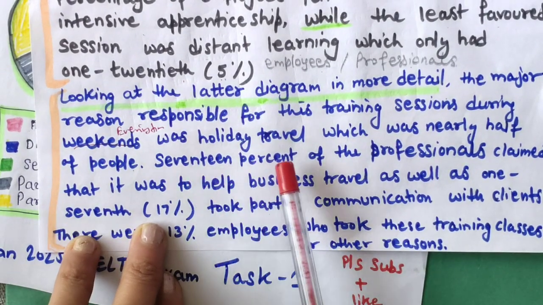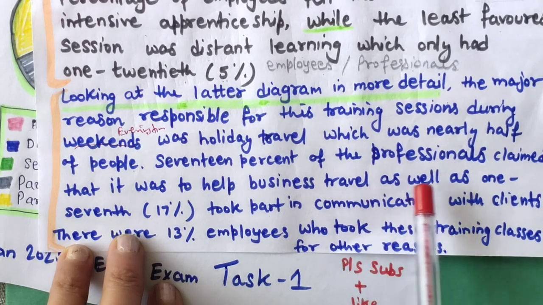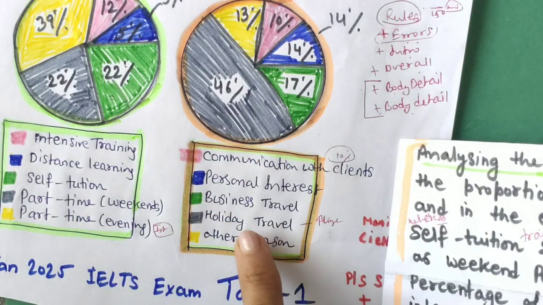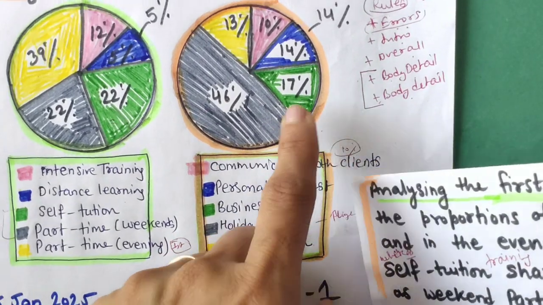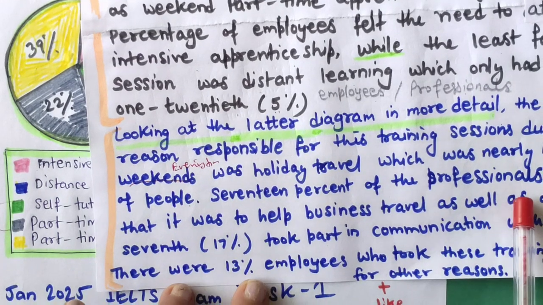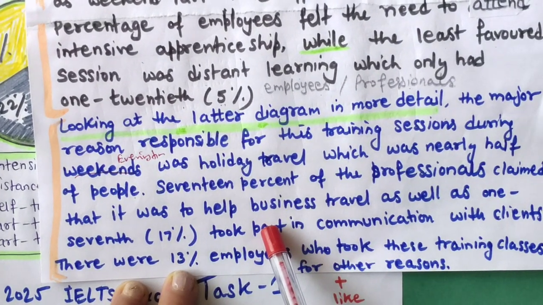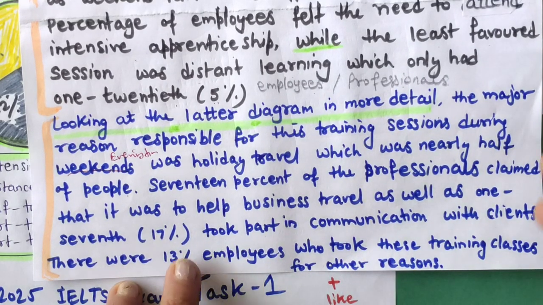Next, 17% of professionals claimed that it was to help business travel, as well as 17%. So business travelers, the green one is 17%. After this is the second one. So 17% of the professionals claimed that it was to help business travel, as well as one seventeenth took part in communication with clients.